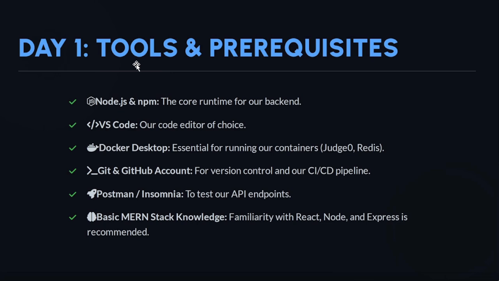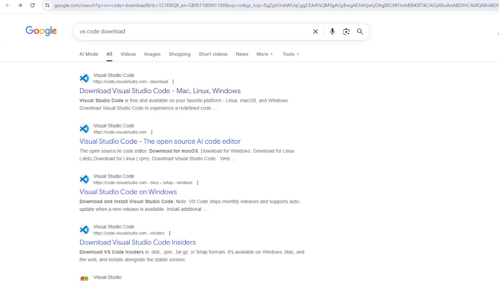So at day 1, let's install some tools like Node.js, VS Code, Docker, Postman, MongoDB. So now open your Google Chrome browser and search VS Code download to download our VS Code.